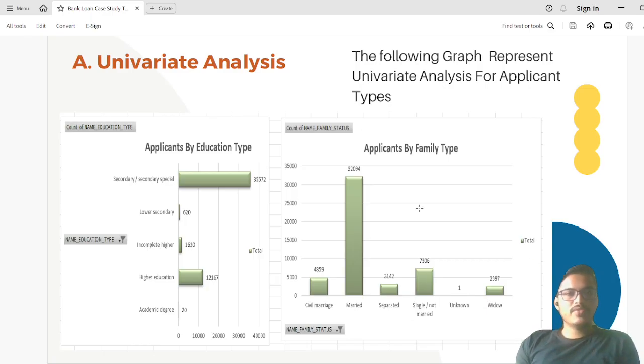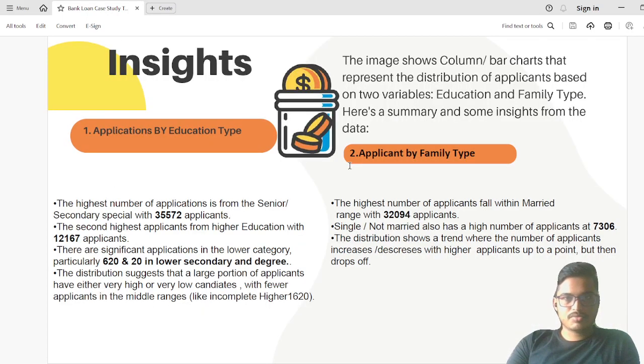The third and fourth univariate analysis is the applicants by education type and the applicants by family type. So for the applicants by education type, secondary special, with 35,572 applicants, is the highest and the lowest is the academic degree. While for the applicants by family type, married is 32,094, with unknown being the lowest. So what are the insights from these column and bar chart graphs?